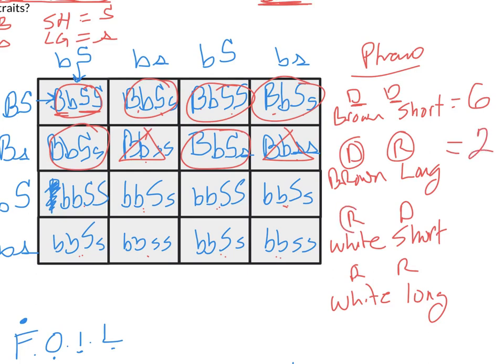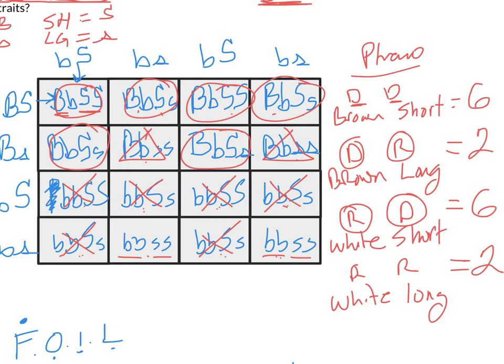Now I'll look for the recessive dominant trait. 1, 2, 3, 4, 5, 6. So there are 6 white short-furred rabbits. And then finally, the last 2 should be recessive. And that's 2. So the phenotypes would be a 6:2:6:2 ratio on what these rabbits would look like.